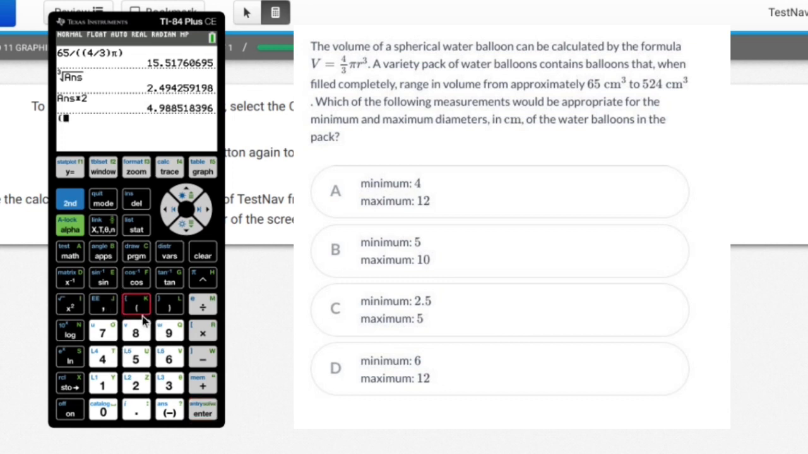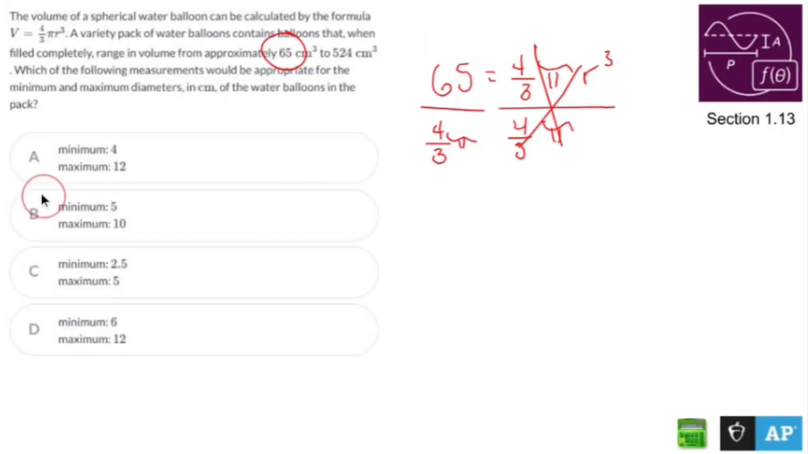So if I plug in a diameter of 10, 4/3 pi, here's the pi button. If the diameter is 10, I'm not going to use 10, I'm going to use 5 to the third. Now, if all goes well, it should get me a number awfully close to 524, which it did. So my answer is definitely going to be B, and I made sure I did it right the first time, and I just double-checked using the second route. Fun. And I'm back, and it looks like it is B.